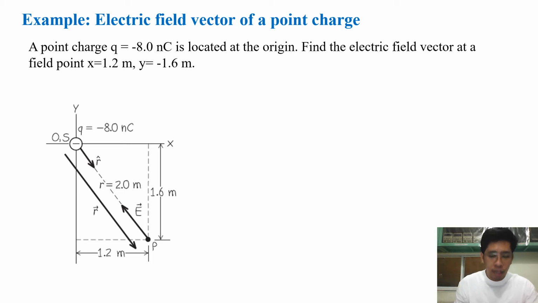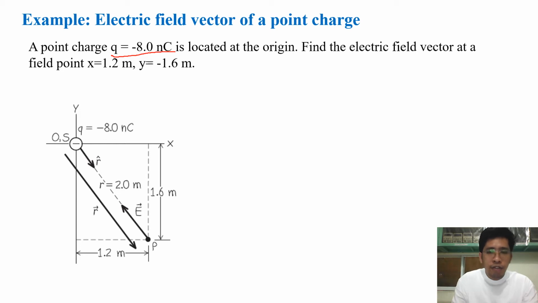So in this problem, you have a negative source charge Q, -8 nanocoulombs, located at the origin. Here you have this negative test charge. Again, this is a negative test charge.